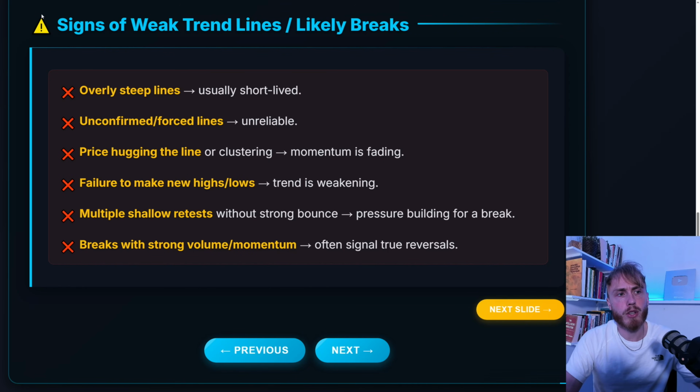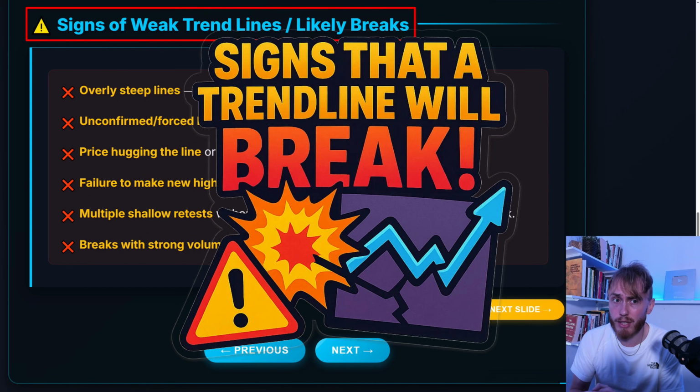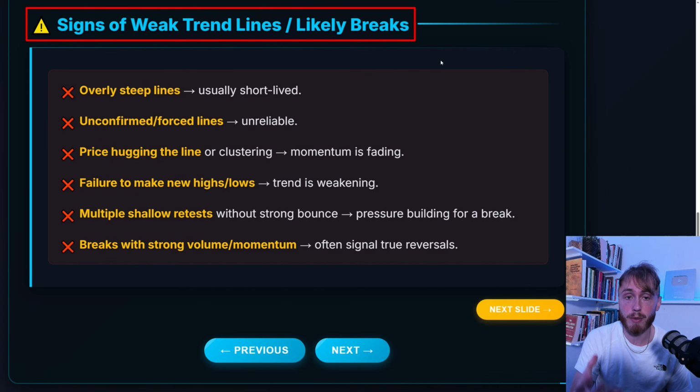But right, now that you know some signs of a strong trend line, let's take a look at the opposite. What are some signs of weak trend lines and signs that they are likely to break? This is very important to learn for two reasons. First of all, if you are trading in the same direction as the trend line, it's important to know when that trend line weakens so you can exit the trade.